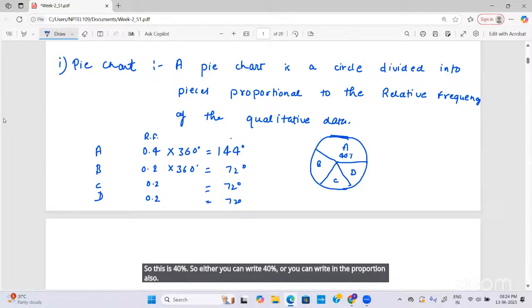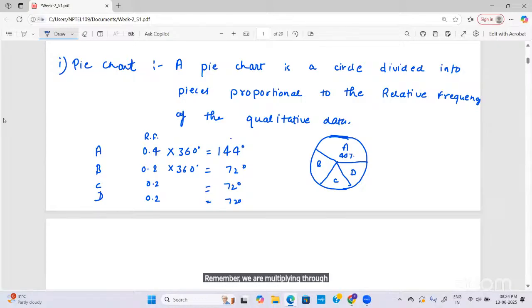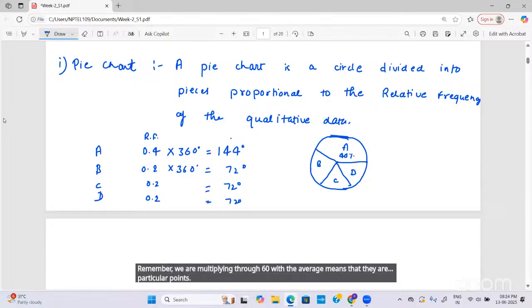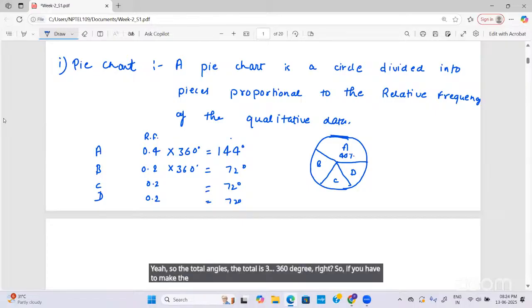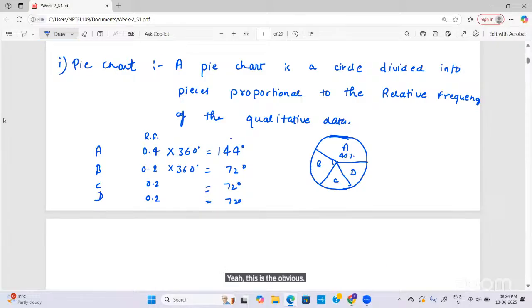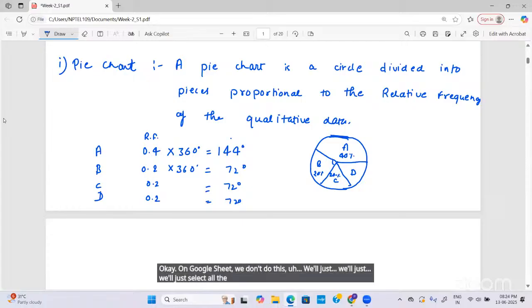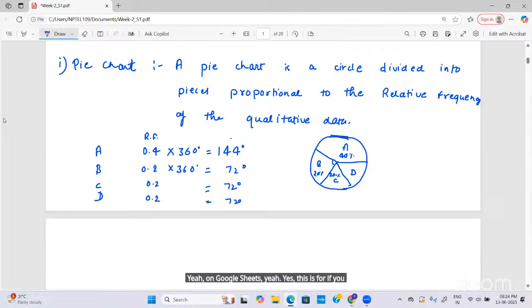Why are we multiplying 360 with the relative frequency? Yeah, the total angle is 360 degrees, right? You have to make a 360-degree pie chart, so this is how you will know what angle should be there. Otherwise, how will you make the lines? On Google Sheets we don't do this; we just select all the data which we have. This is for if you are making it manually. In Google Sheets, you don't have to do these things.